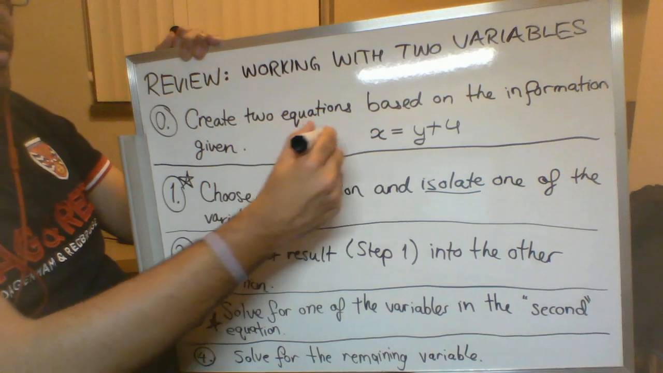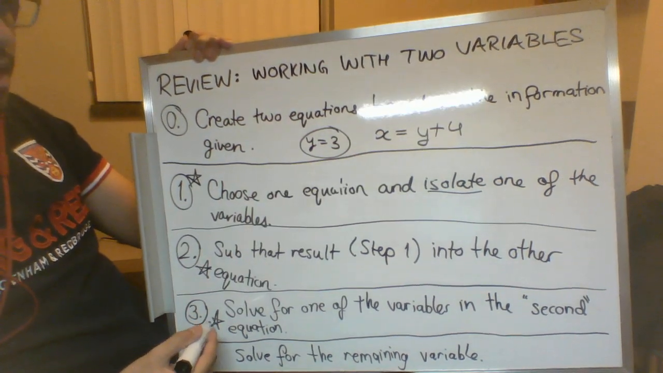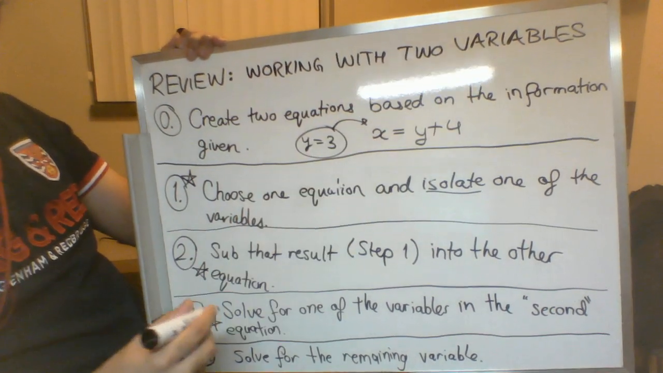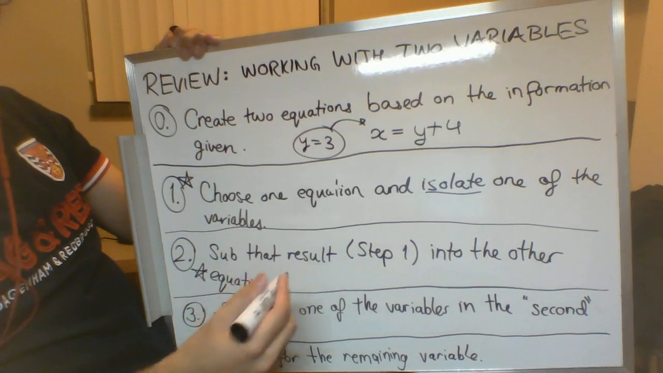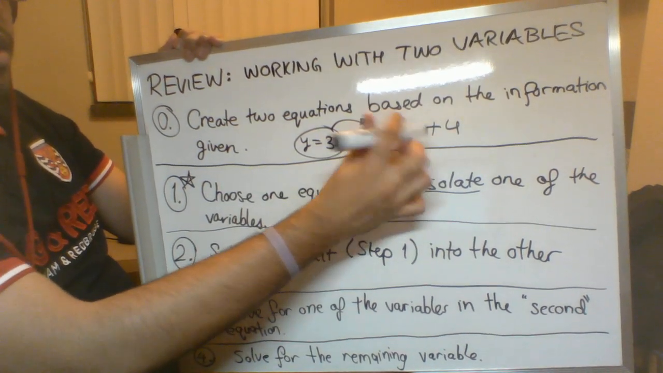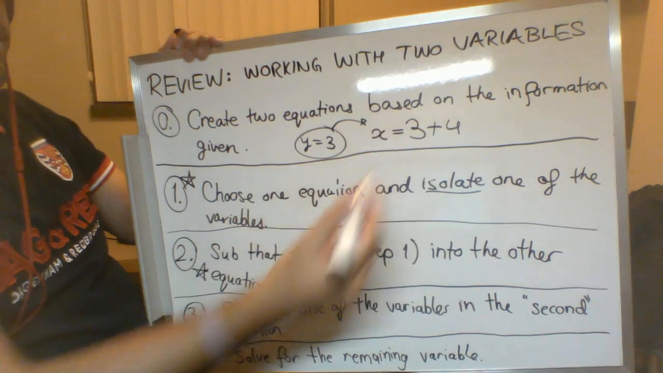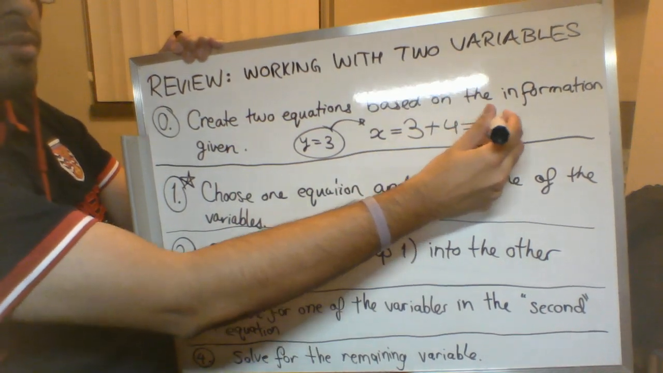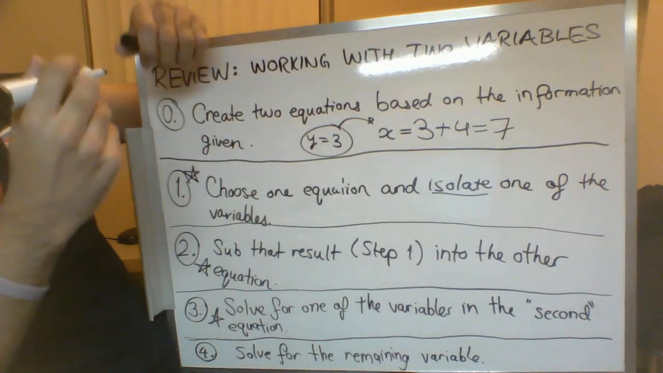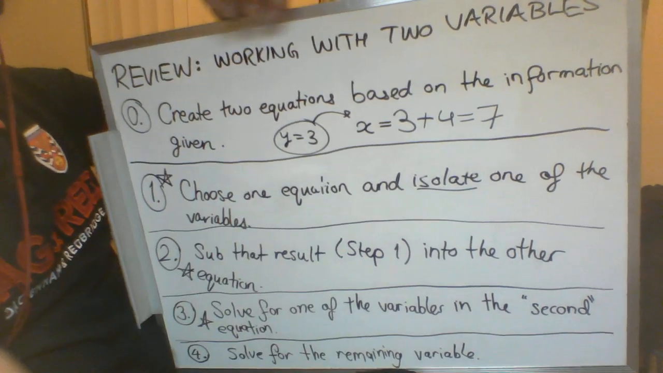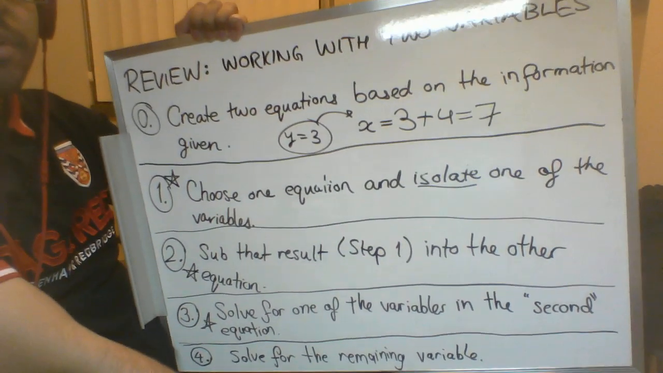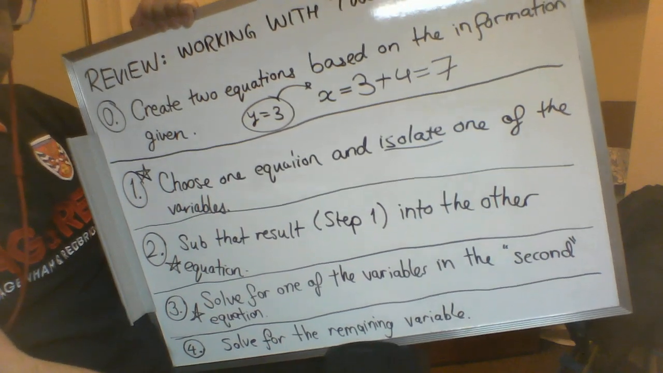So then you get an answer like y equals 3 down here in step 3. Now you sub that back into the first equation, and then you can solve for x. So then you would replace this y with a 3. You would get x equals 3 plus 4, which equals 7. And then you would have a numerical answer for each of your two variables, and you'd be done the problem.